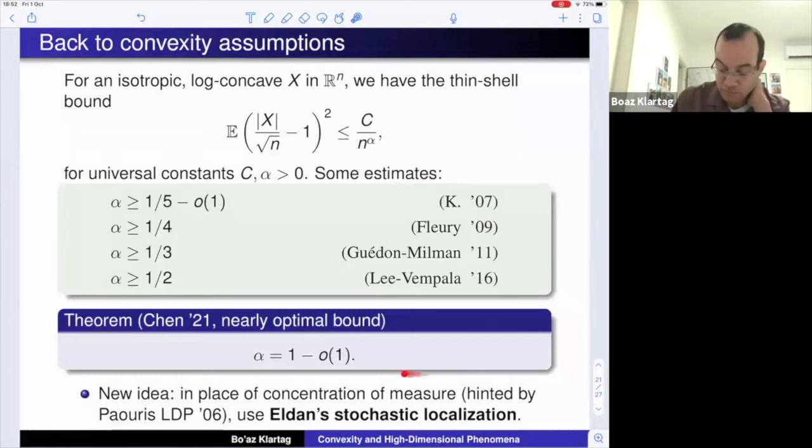And I should say that the use of concentration of measure phenomena for proving this central limit theorem for convex sets was hinted by the earlier large deviation principle of Paouris, which was earlier.